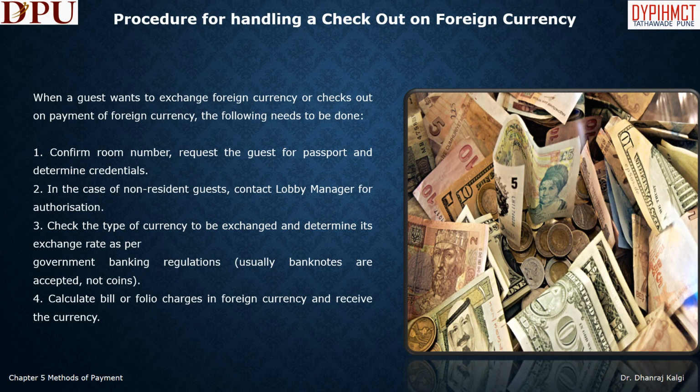Procedure for handling a check out on foreign currency. When a guest wants to exchange foreign currency or checks out on payment of foreign currency, the following needs to be done. 1. Confirm room number, request the guest for passport and determine credentials. 2. In the case of non-resident guests, contact lobby manager for authorization. 3. Check the type of currency to be exchanged and determine its exchange rate as per government banking regulations. Usually banknotes are accepted, not coins.